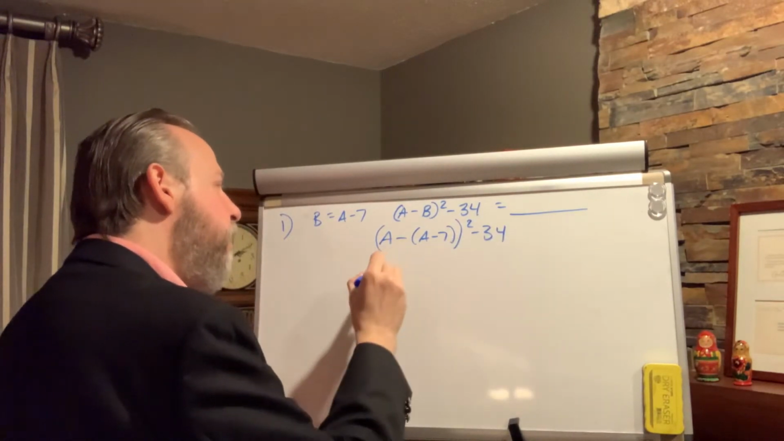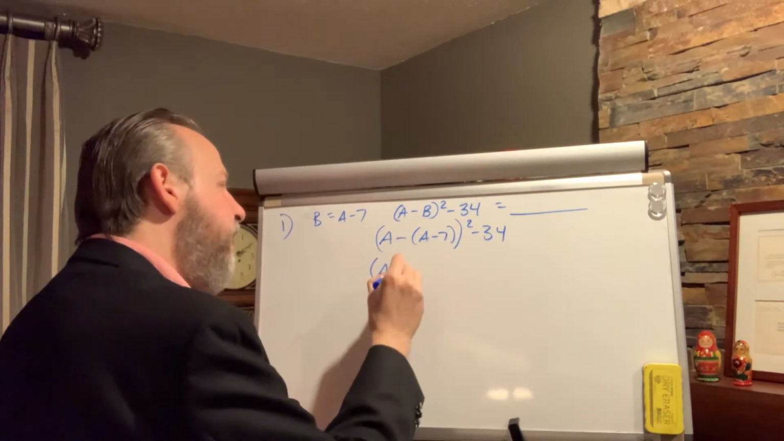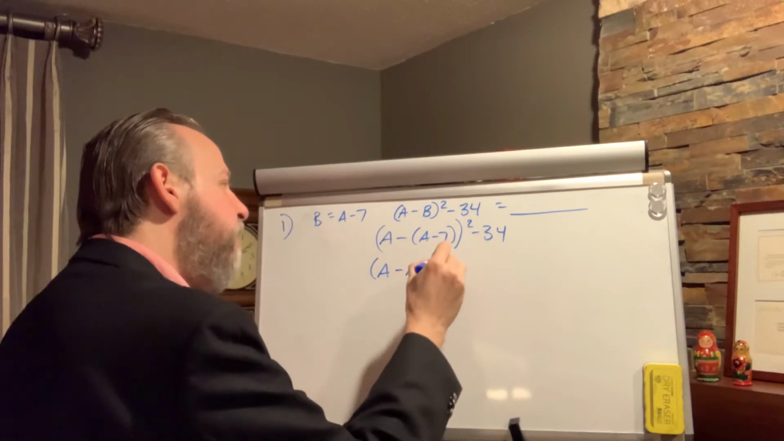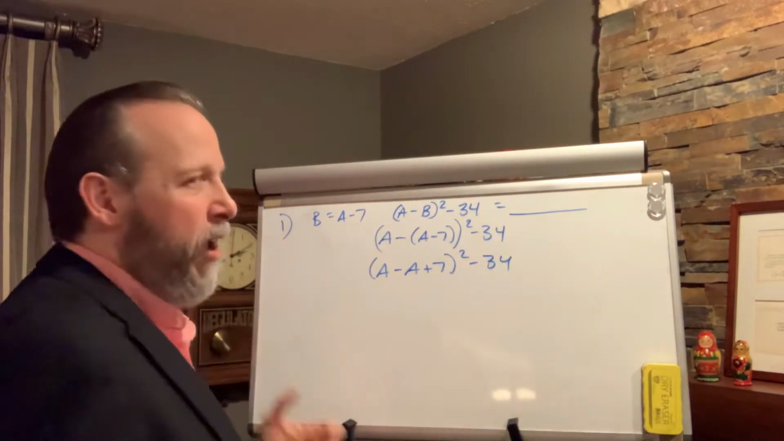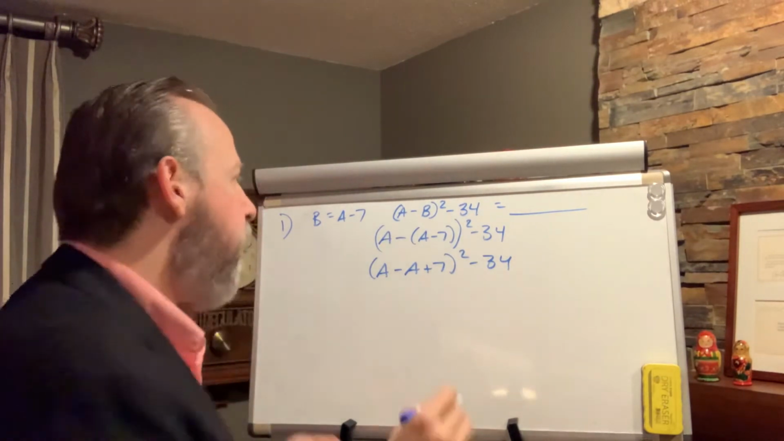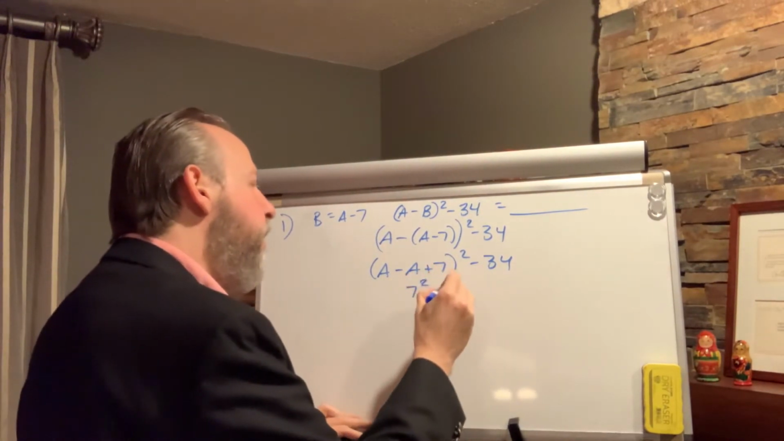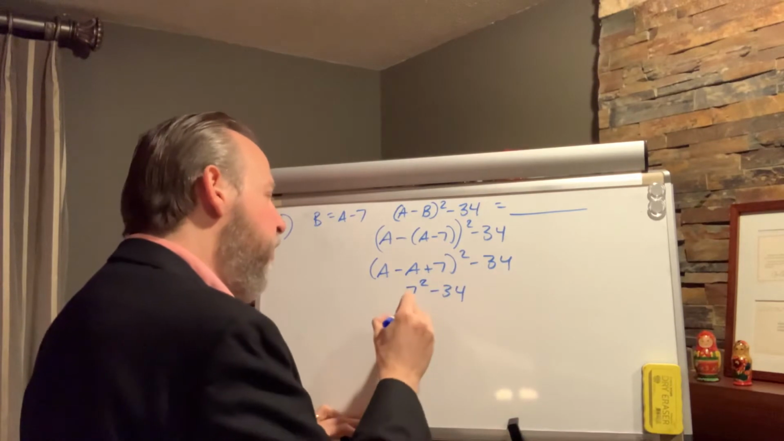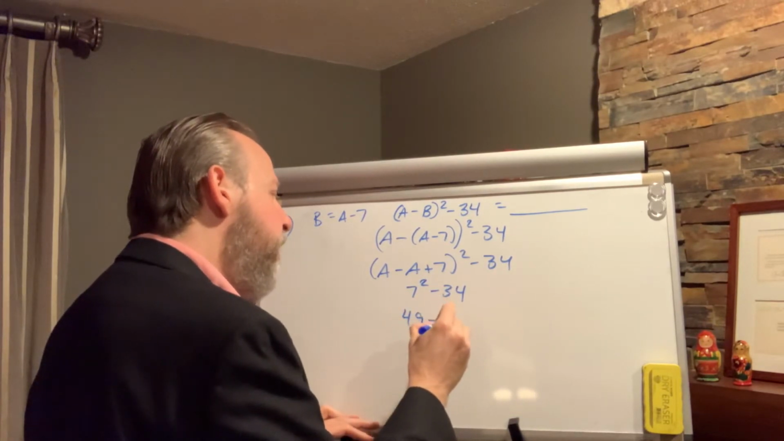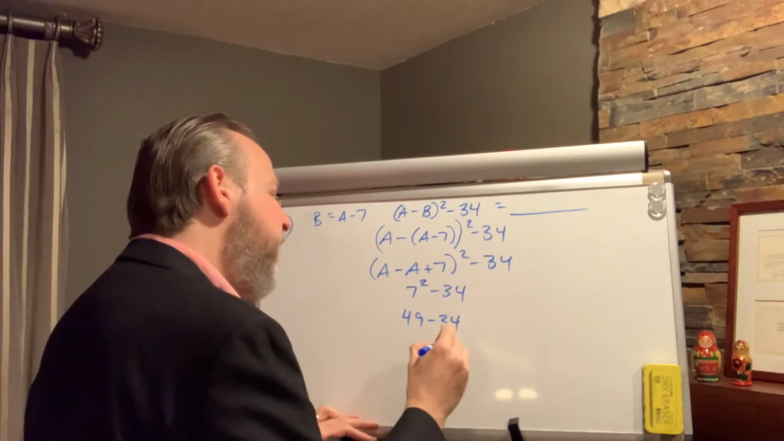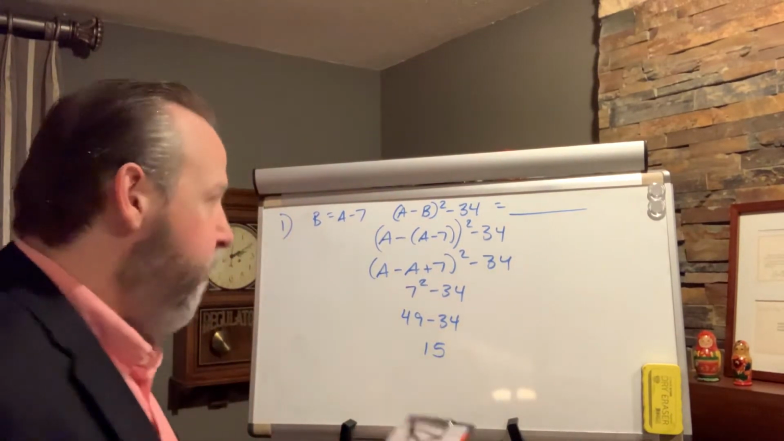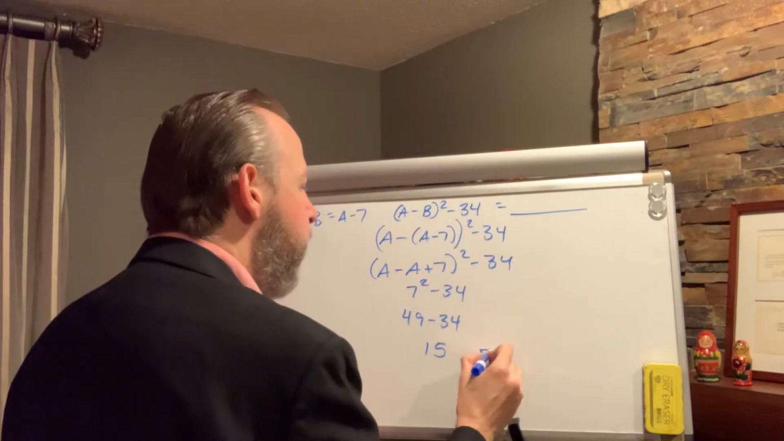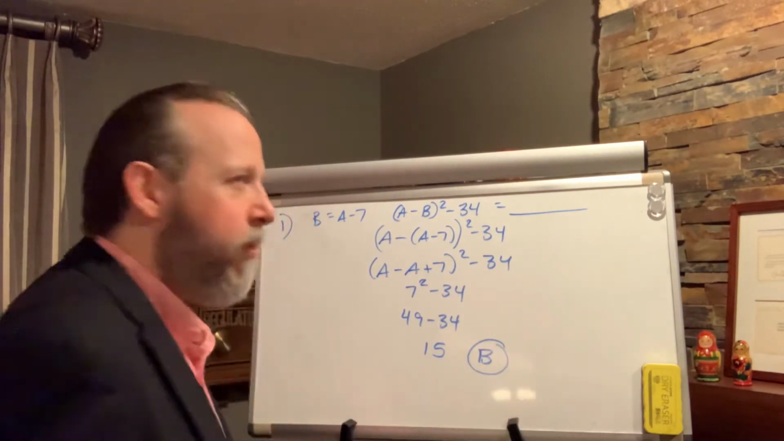I distribute the minus sign. A minus a plus 7 squared minus 34. A minus a is nothing. 7 squared minus 34 is what we're looking for. That's 49 minus 34, and that answer is 15. On the multiple choice options, 15 was letter choice B.